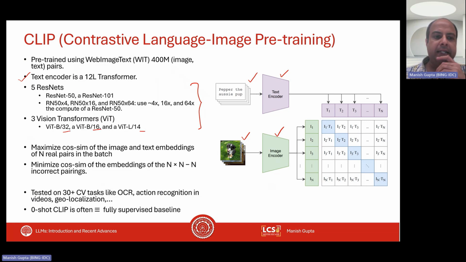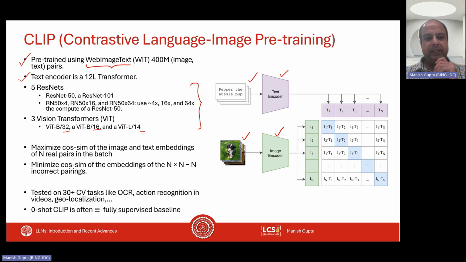And then what do they do? They pre-train this with a contrastive loss that I'm going to explain very soon, using 400 million web image text pairs. The dataset is called WebImageText, and basically has 400 million image comma text pairs. So you see, VisualBERT was on 600k image text pairs, ViLBERT on 3 million, CLIP is on 400 million. And the interesting part is it also uses contrastive loss to do pre-training.